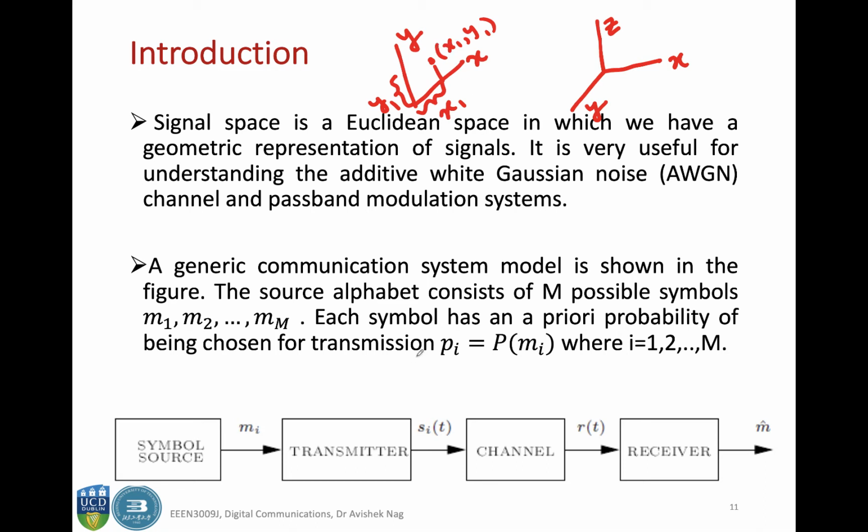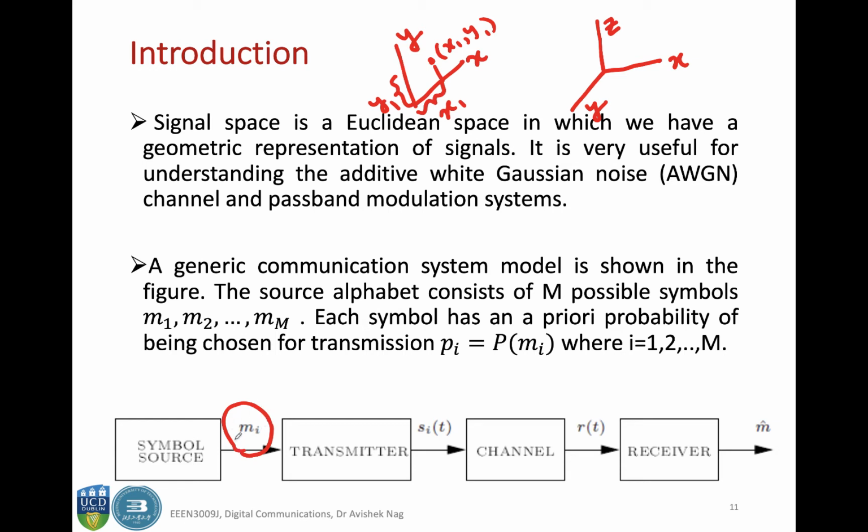Before proceeding further, let's revise the generic communication system model for a typical digital communication system. Usually we have a symbol source. As you saw when we were doing discrete memoryless channels, we had a source alphabet that consists of M symbols, m1, m2, up to capital M. These are all the symbols, generally represented as mi, where i stands for 1 to capital M.